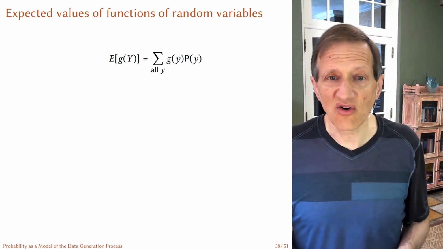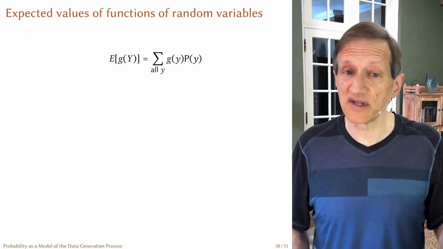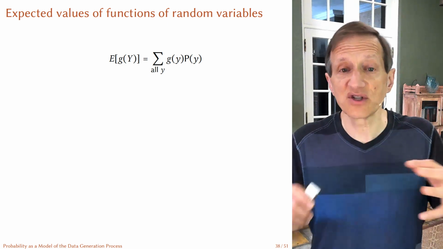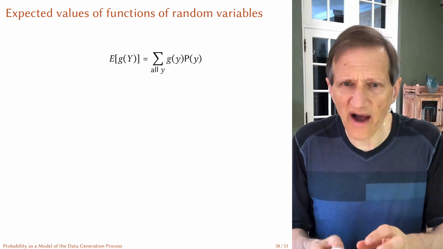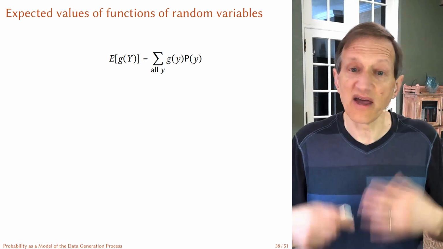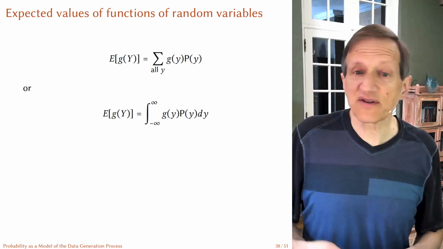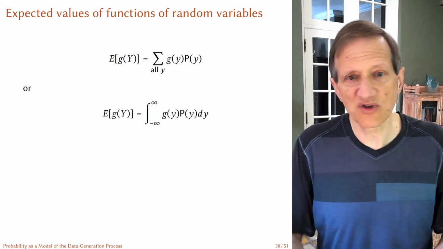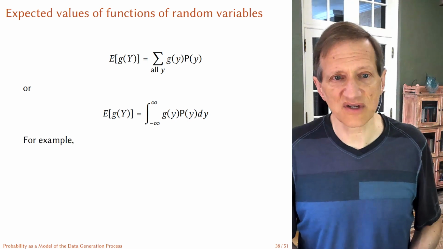In the special case where we're just interested in the expected value of y, the function is just the identity. So the expected value of y is equal to the sum over all y of y times the probability of y. But it turns out it generalizes in this nice, convenient way. If it's continuous, there's a continuous version of it. It's basically the same thing, but we take the integral instead of the summation.